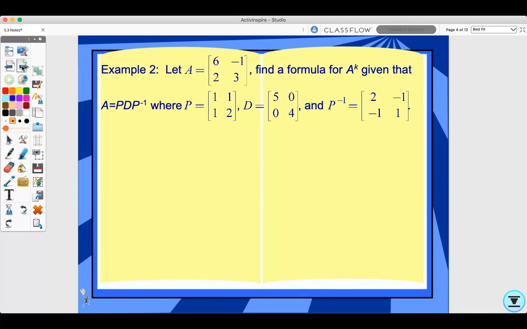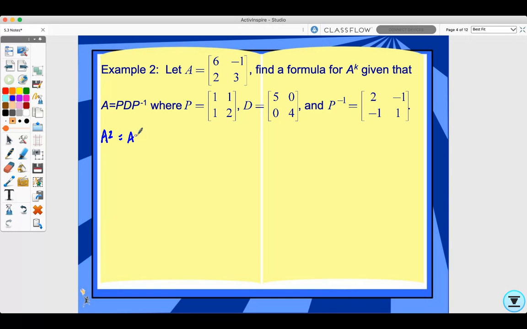Let's look at example 2. Let A be 6, negative 1, 2, 3. Find a formula for A to the k, given that A equals P D P inverse, where P is 1, 1, 1, 2, and D is 5, 0, 0, 4. And P inverse is 2, negative 1, negative 1, 1. So let's first look at A squared.